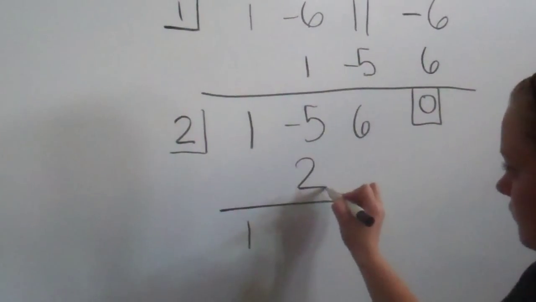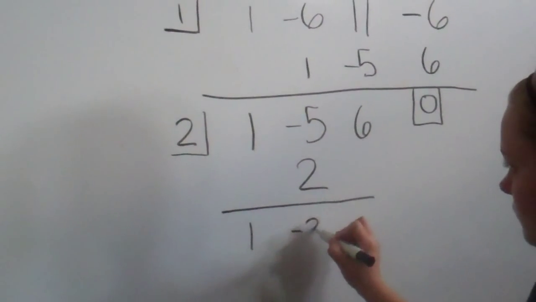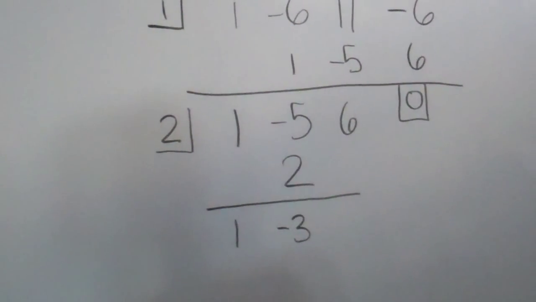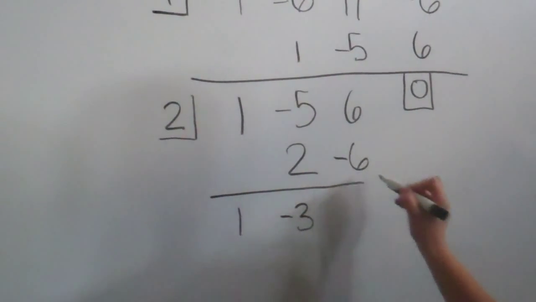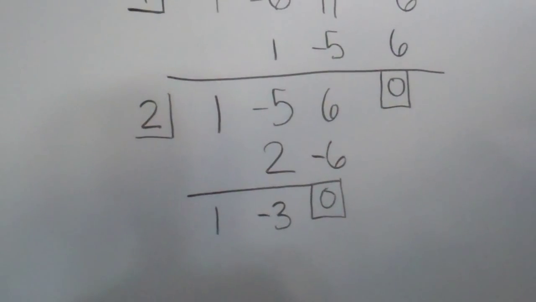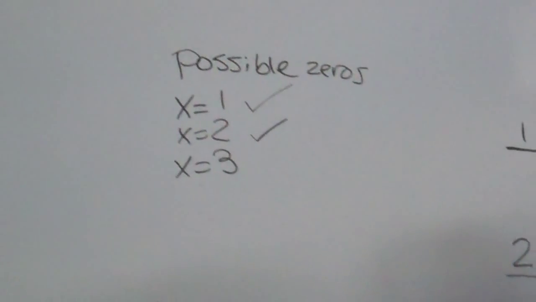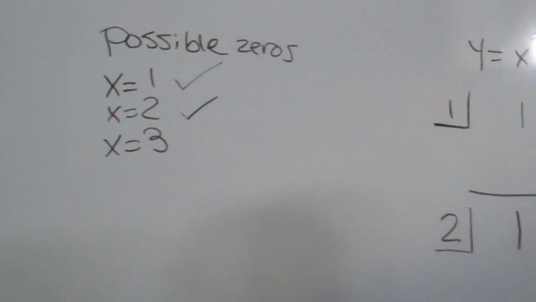2. Negative 5 plus 2 gives us a negative 3. Negative 3 times 2 gives us a negative 6. 6 plus negative 6 gives us a remainder of 0, which means that 2 is also a zero in this equation. Our last one left is 3.